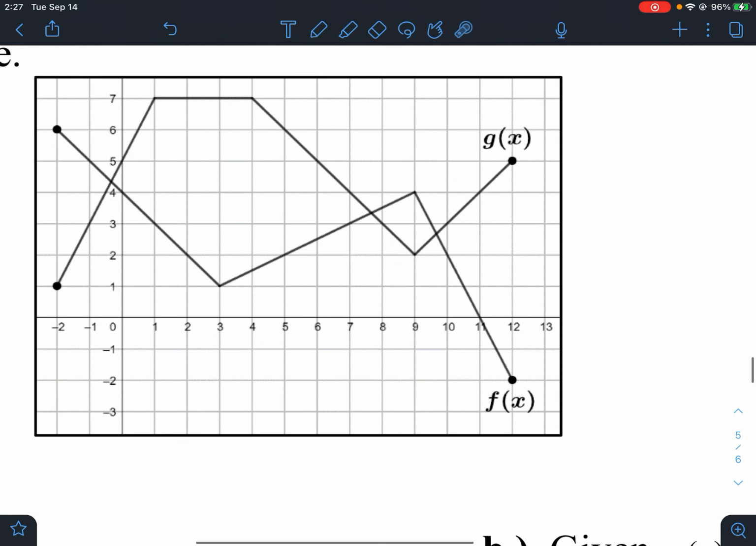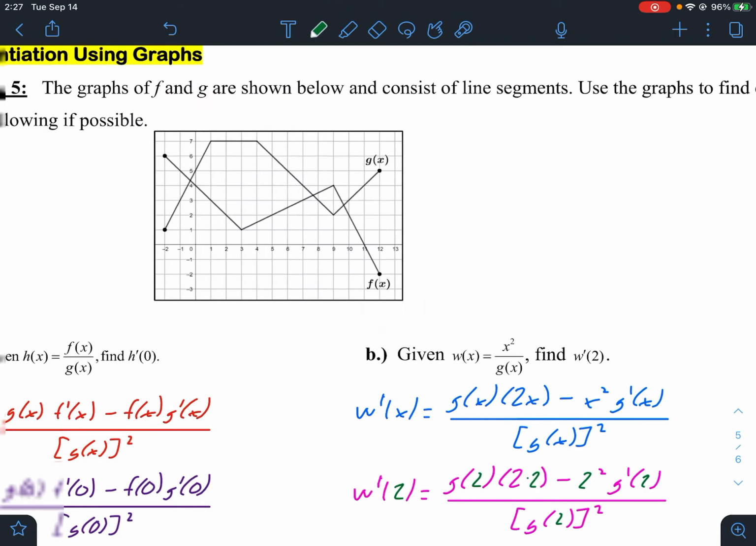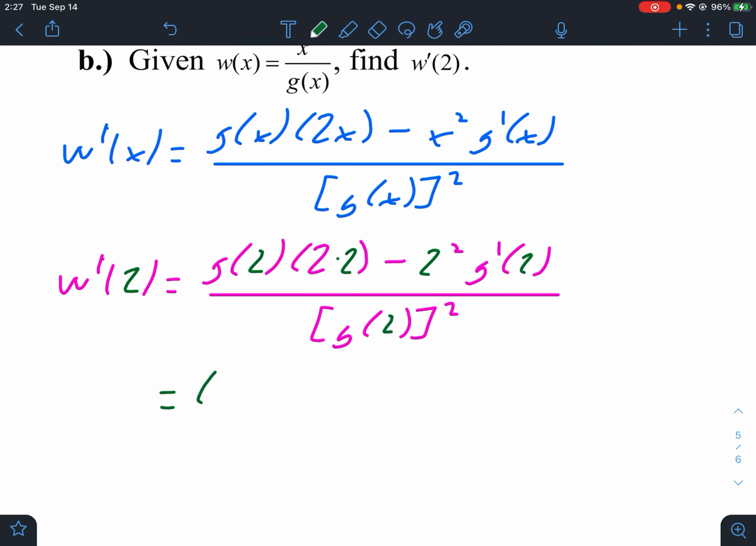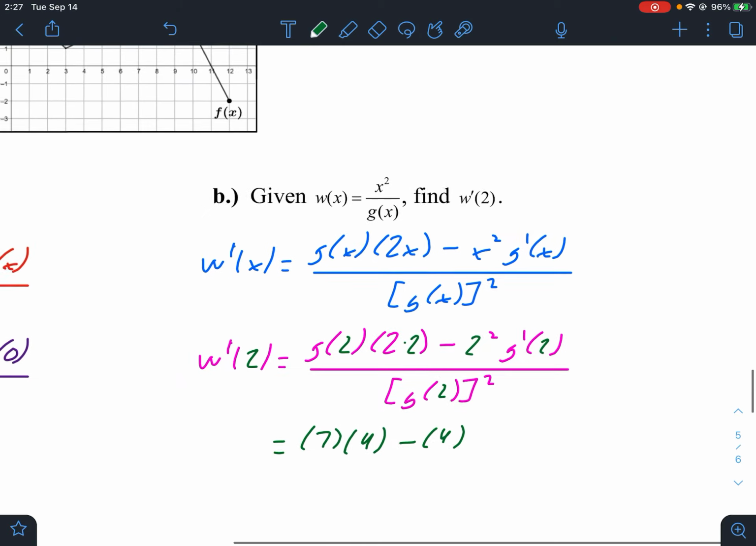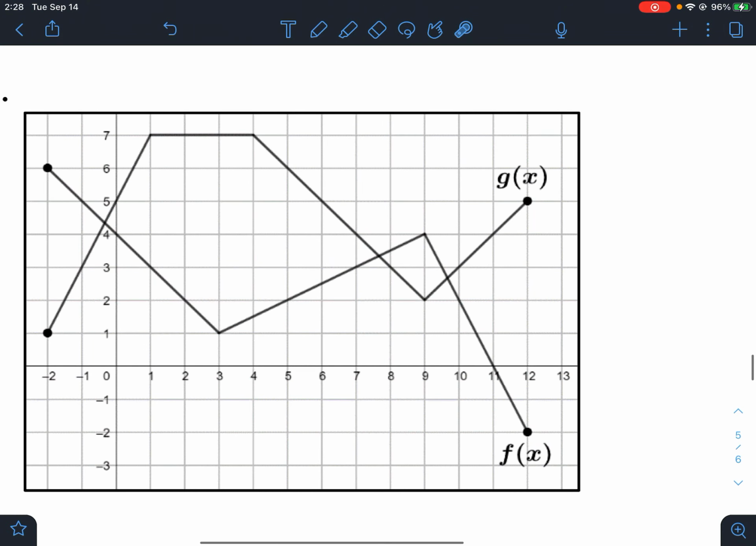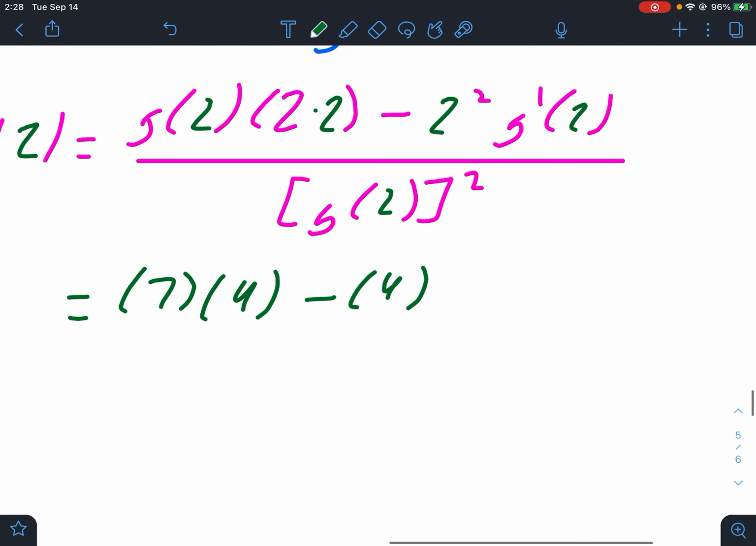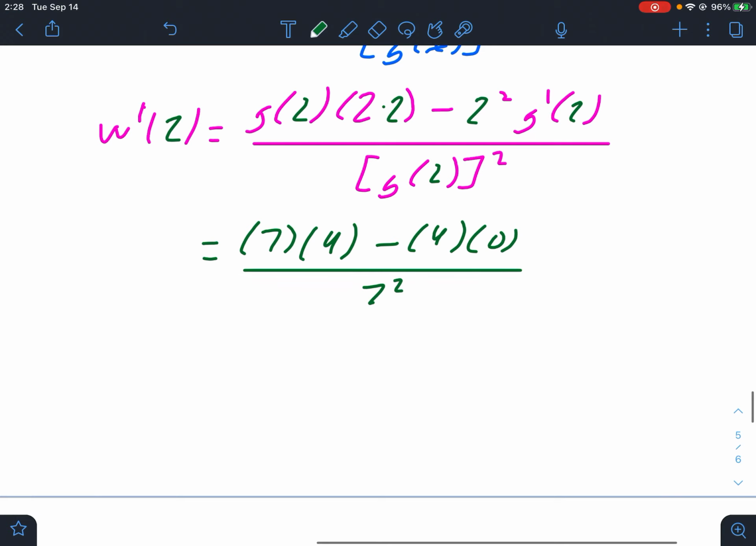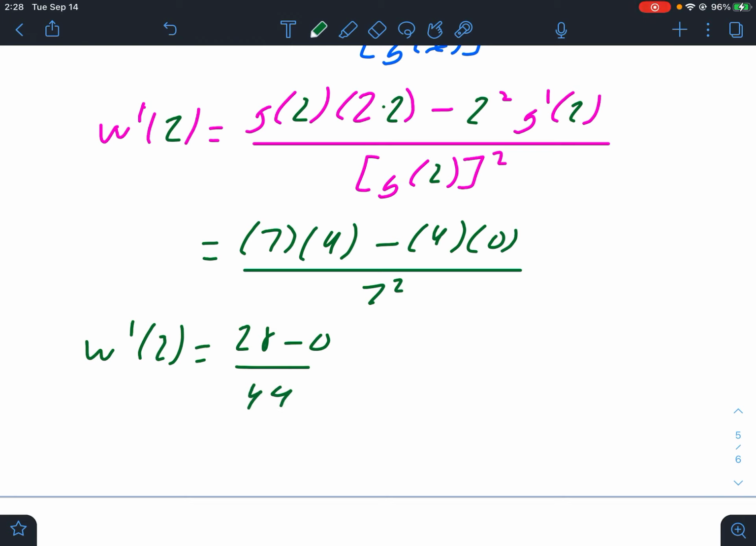All right, so g of 2 would be 7. So let's replace g of 2 with 7 times 2 times 2, which is 4, minus 2 squared, which is 4. And then g prime of 2. So the slope of that at 2, that's just a horizontal line. So that would be 0. Over g of 2 squared, g of 2 was 7, so 7 squared. So then w prime of 2 would be 28 minus 0 over 49. W prime of 2 would be 28 over 49.